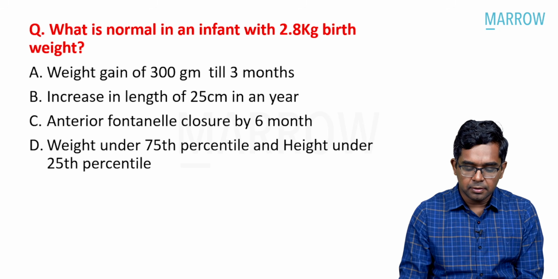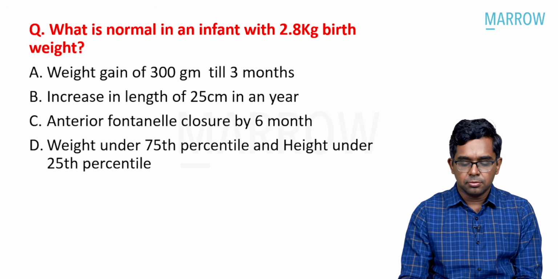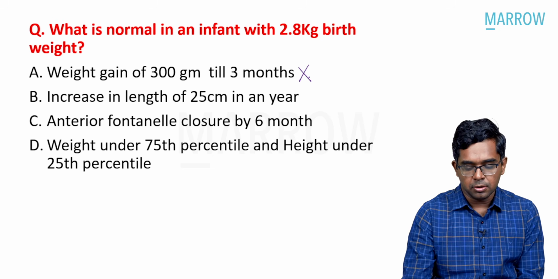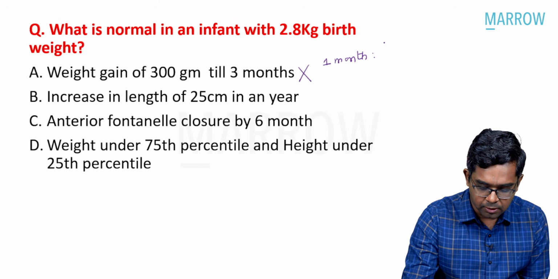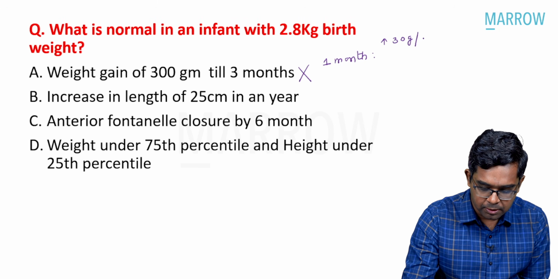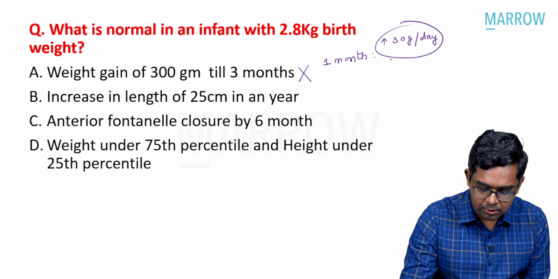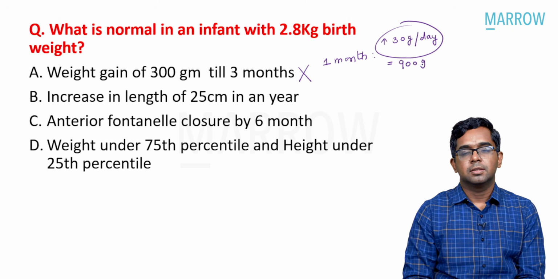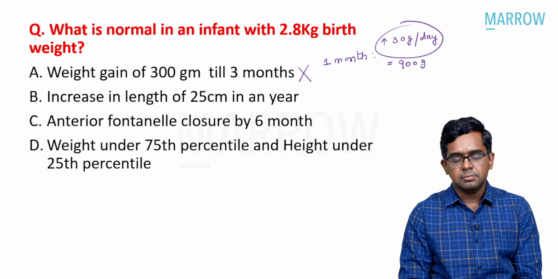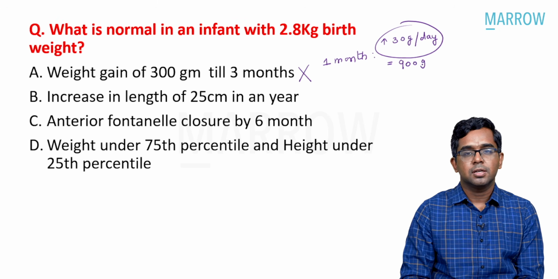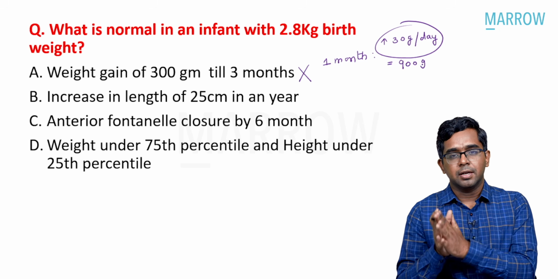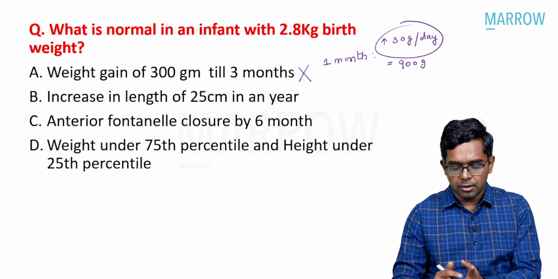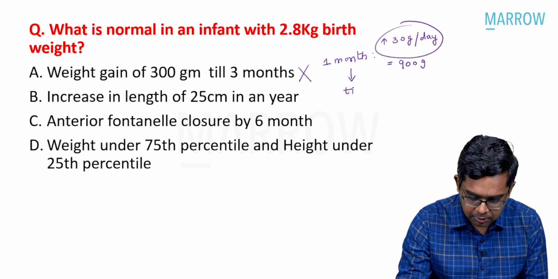Weight gain of 300 grams till 3 months. Is it a true statement? It is absolutely wrong, because in 1 month itself the baby would increase 30 grams per day, meaning around 900 grams per month. So, 300 grams till the age of 3 months is absolutely wrong. The pattern will be 900 grams every month till the age of 3 months.